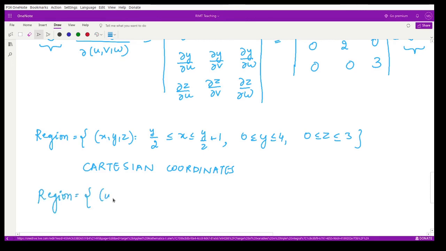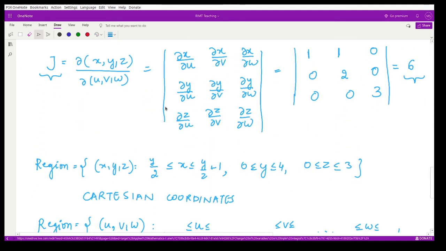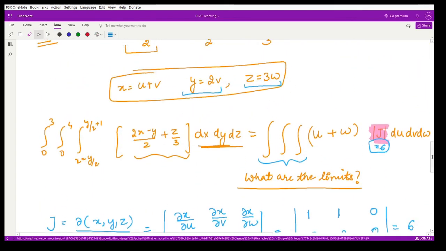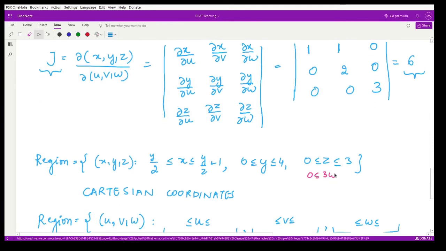So now we have to convert this into the corresponding u, v, w region. That means we are looking for all the points u, v, w such that we have the limits of u, the limits of v, and the limits for w. That we have to decide from here. If you take these individual limits, z varies from 0 to 3. The value of z was equal to 3w, so you can write 3w here. So the limits of w lie between 0 and 1.